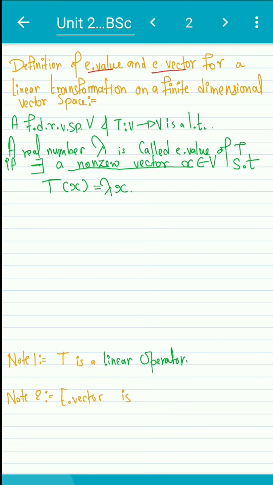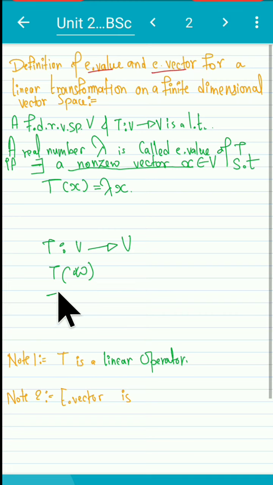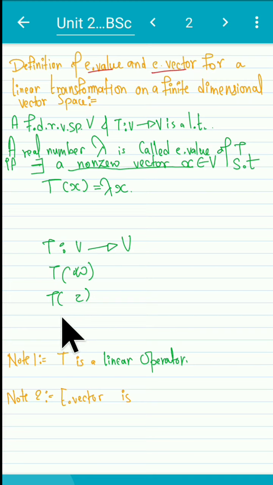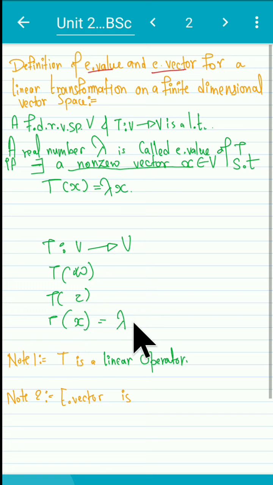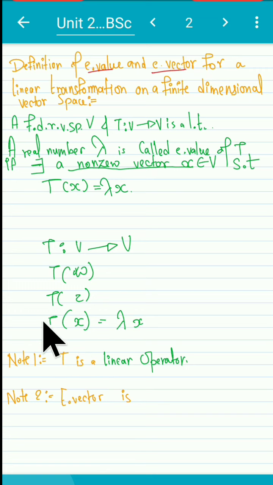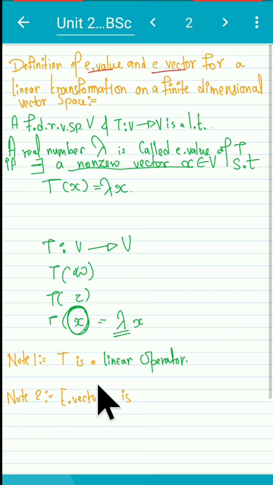Suppose I consider a vector, let me see it in an abrupt way and a converse way. I have this T from V to V. I will keep on applying T on different values. Suppose I apply it on w, I apply it on z, and after some time I find a vector x such that T sends x to a scalar multiple of it, that is, T of x is equal to lambda times x, and this x must be a non-zero vector. Then I will say this lambda is an eigenvalue.